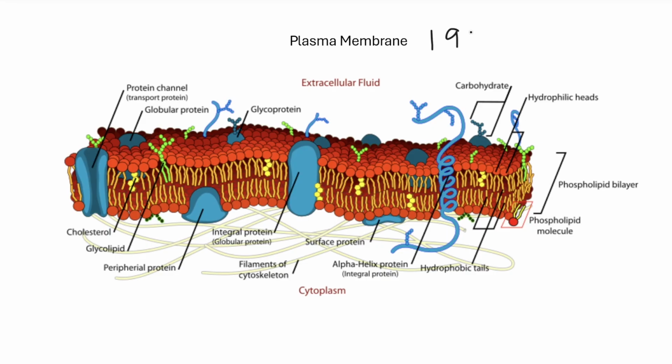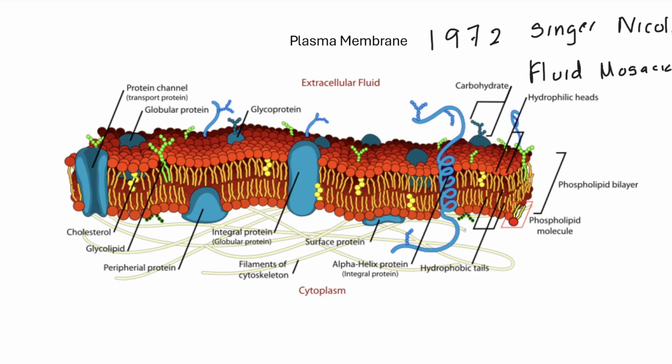In 1972, Singer and Nicholson proposed a model called fluid mosaic model to describe the structure of the plasma membrane. The model is called fluid mosaic model.